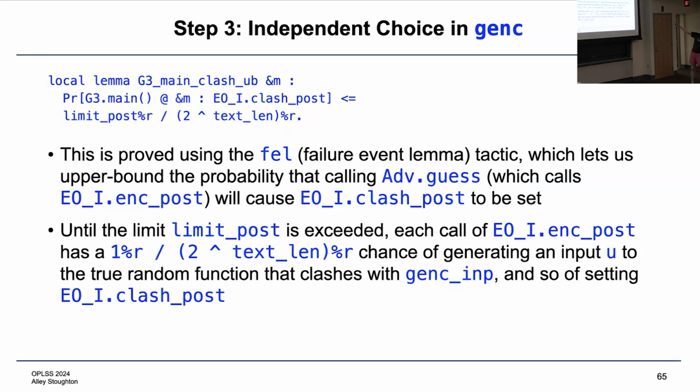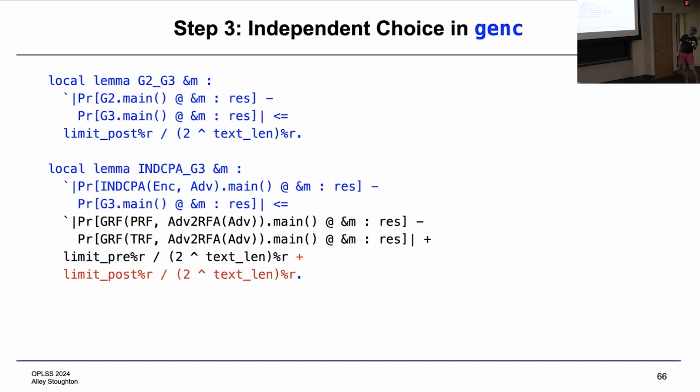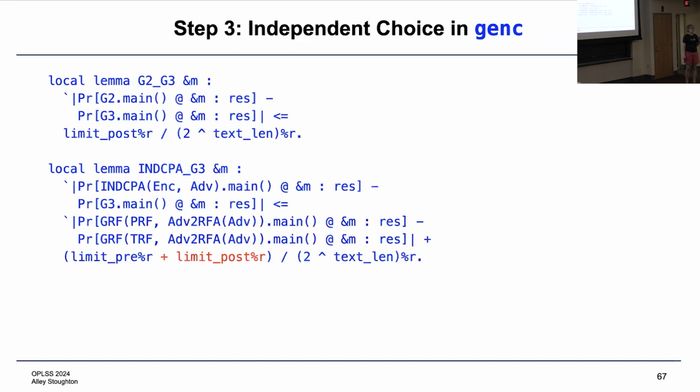So we can have at most limit post interesting calls of enc post. After that, nothing, just a default result is returned. And so that lets us bound this probability. Each call has this probability, so we can say that limit post times that is the probability. Okay, so putting it all together, we've got this, but of course we can regroup that to look like that. And in fact, this is going to be our final bound, but we're not done yet.